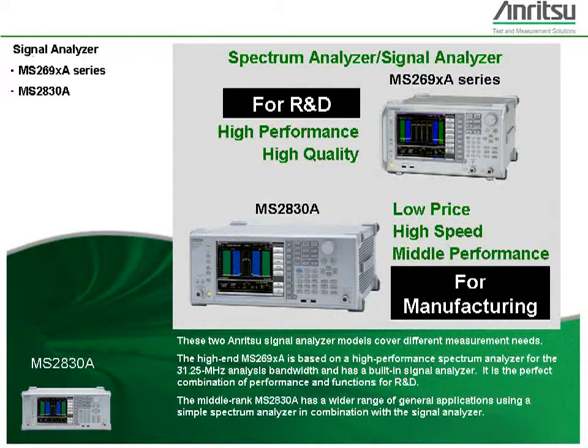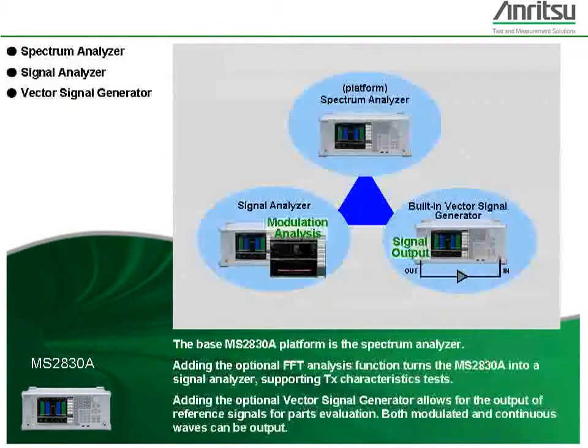The middle-rank MS2830A has a wider range of general applications using a simple spectrum analyzer in combination with the signal analyzer. The base MS2830A platform is the spectrum analyzer. Adding the optional FFT analysis function turns the MS2830A into a signal analyzer supporting transmitter characteristics tests. Adding the optional vector signal generator allows for the output of reference signals for parts evaluation. Both modulated and continuous waves can be output.